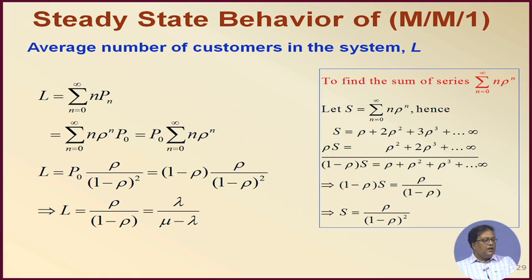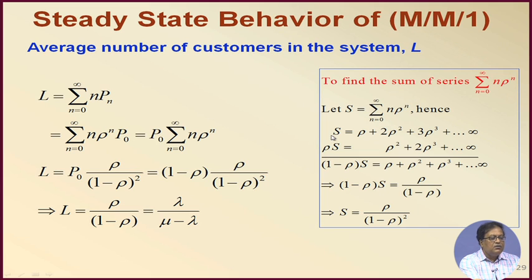Now, since p n equal to rho to the power n p 0, as we have already seen, we can write L equal to p 0 times sigma n equal to 0 to infinity of n rho to the power n, right. So, how is this sum obtained?